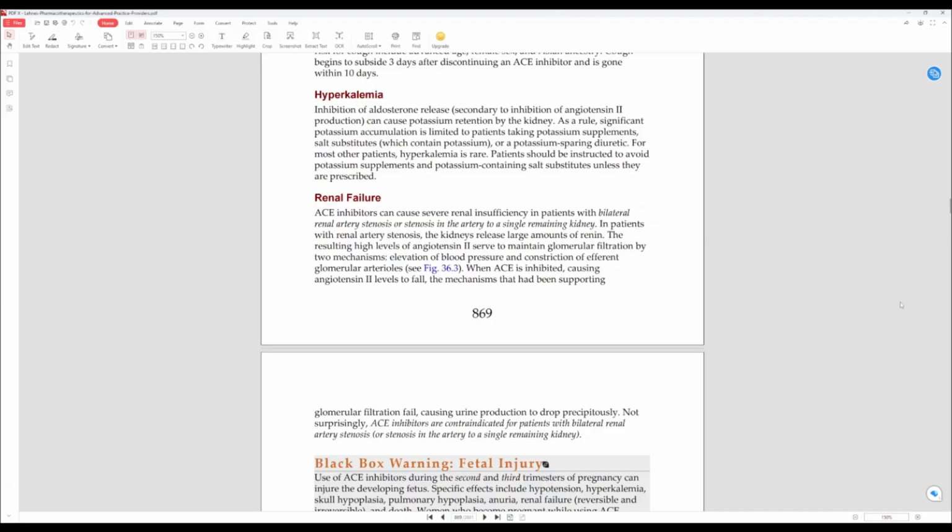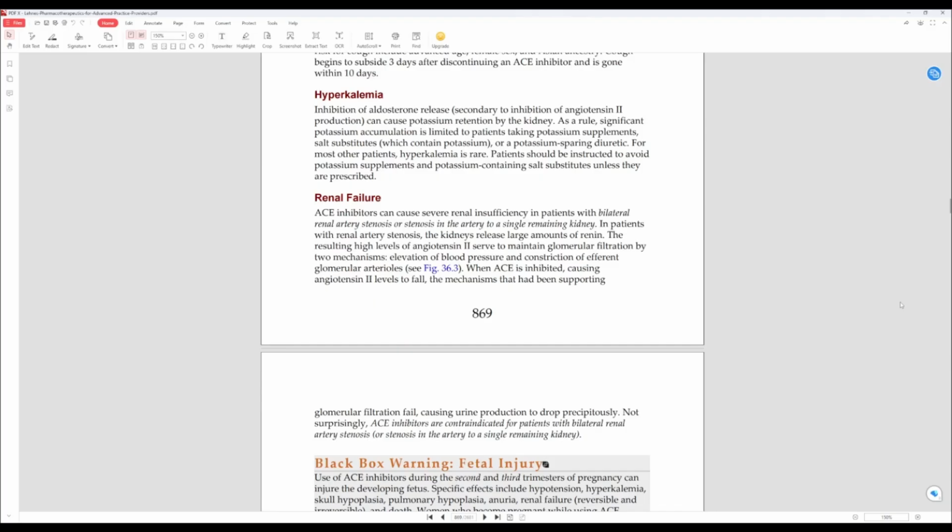Hyperkalemia. The inhibition of aldosterone release, secondary to the inhibition of angiotensin II production, can cause potassium retention by the kidney. As a rule, significant potassium accumulation is limited to patients taking potassium supplements, using salt substitutes, which contain potassium, or taking a potassium-sparing diuretic. For most other patients, hyperkalemia is generally rare. Patients should be instructed to avoid potassium supplements and potassium-containing salt substitutes unless they are specifically prescribed.